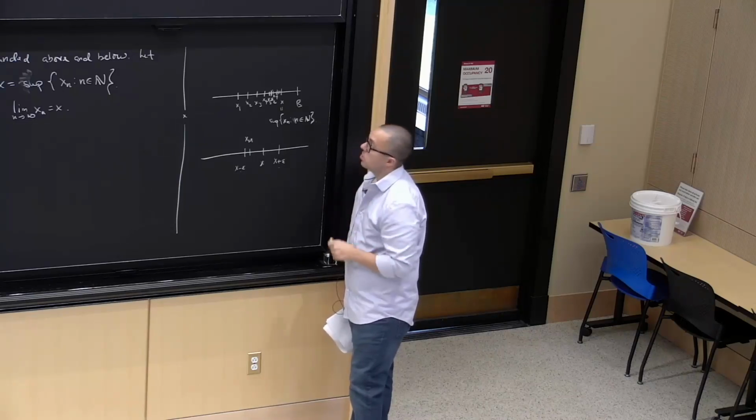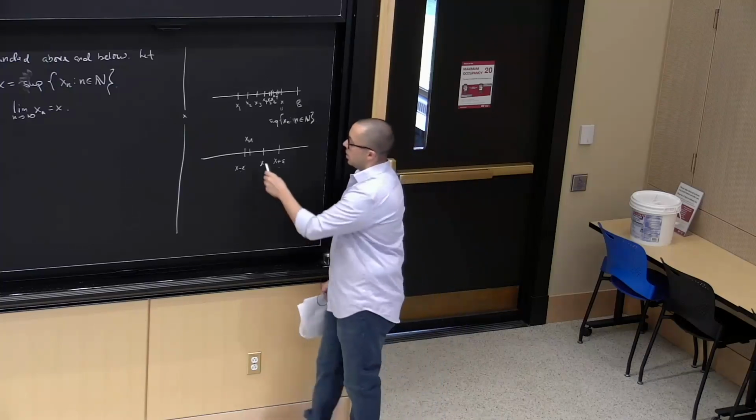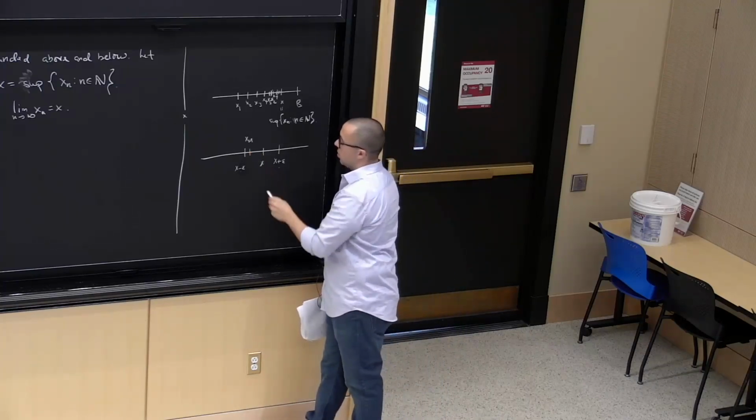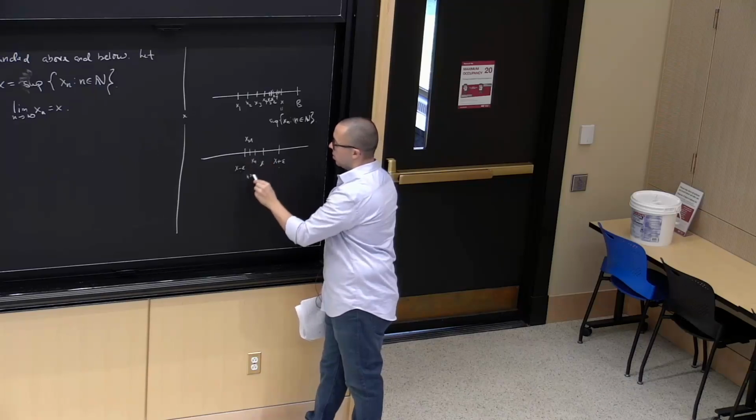But now, this is where we use the fact that this is a monotone increasing sequence. Because then if n is bigger than or equal to capital M, then x sub n is to the right of x sub M, or it's equal to x sub M.